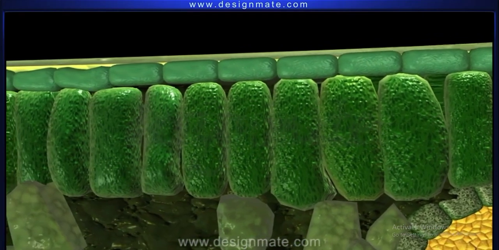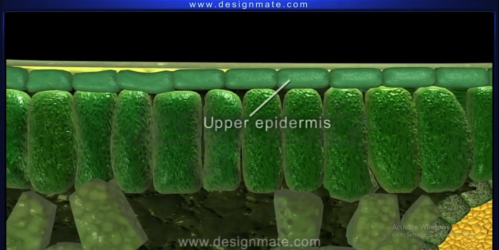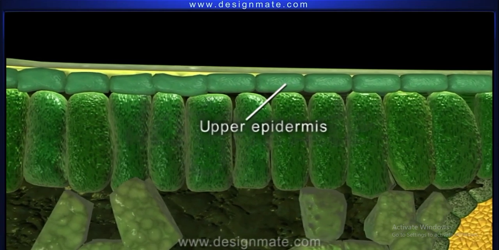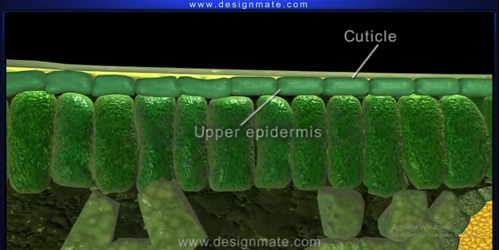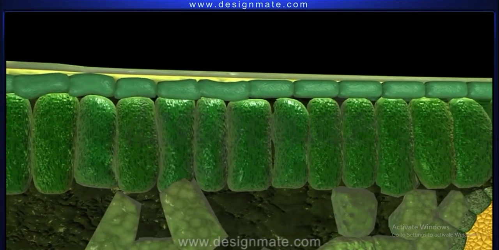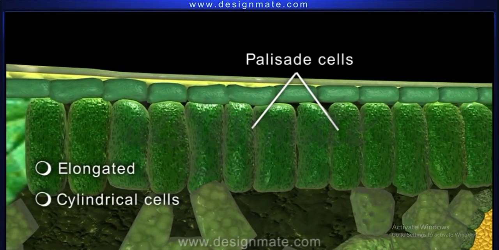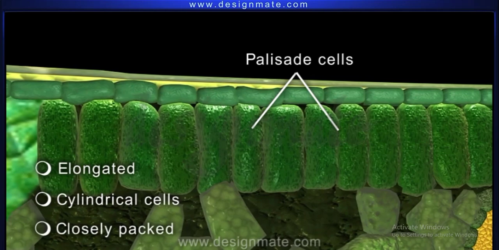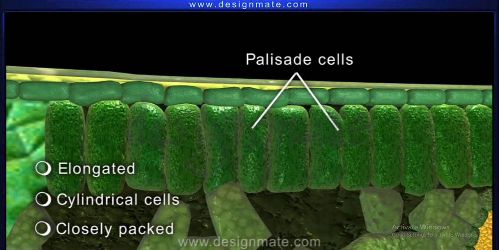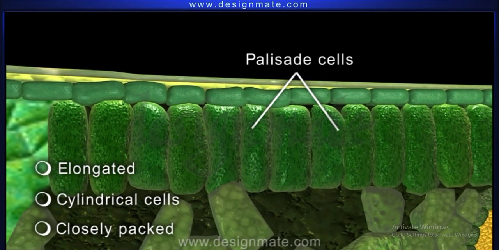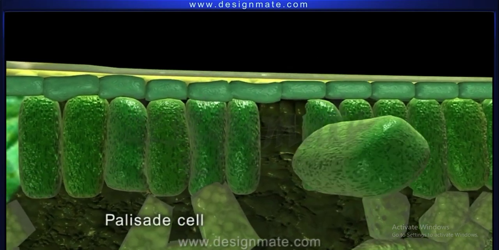The outermost layer of the leaf is a single-layered upper epidermis with a thick cuticle. Below the upper epidermis, we find a layer of elongated, more or less cylindrical cells, which are closely packed together. These are the palisade cells.